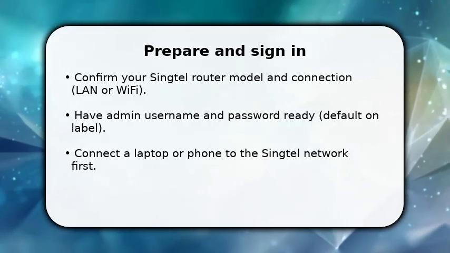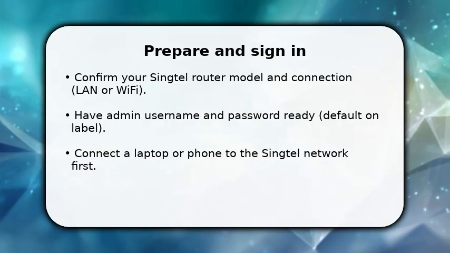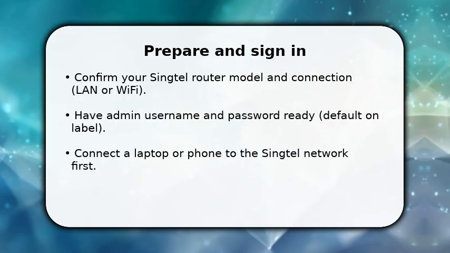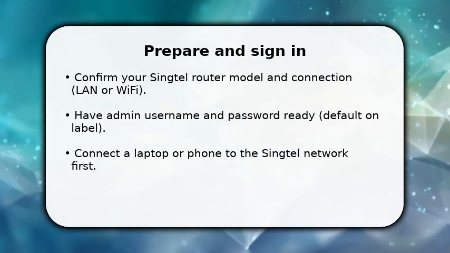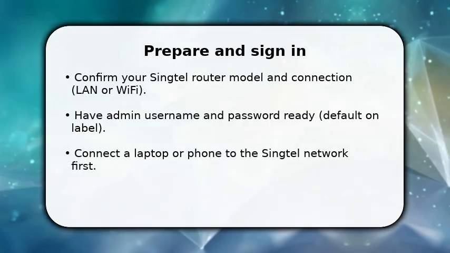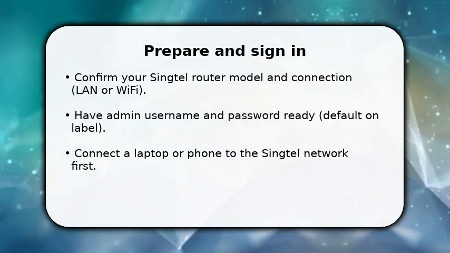You start by connecting to your Singtel network and signing into the router. Open a browser, enter the router IP shown on the device label, and log in with the admin credentials. This gives you configuration access. Once done, make sure you use a wired connection if possible for stability.